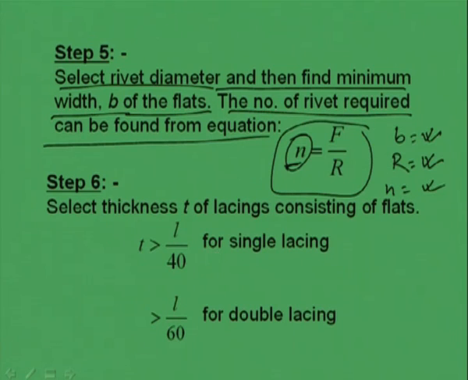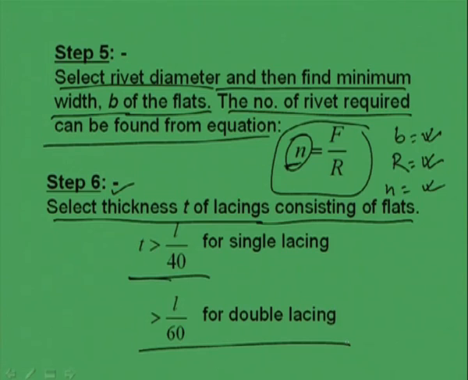Then in step 6 we will find out the minimum thickness of the lacing if it is a flat bar. That means T should be greater than L by 40 at least for a single lacing system, and T should be greater than L by 60 for a double lacing system. That also we have to ensure.